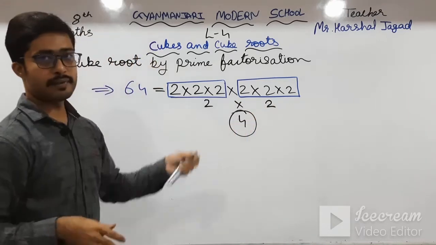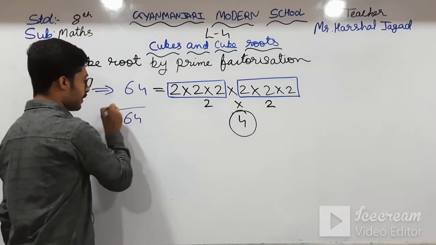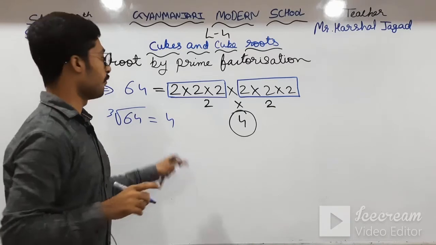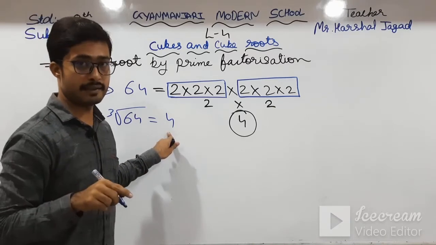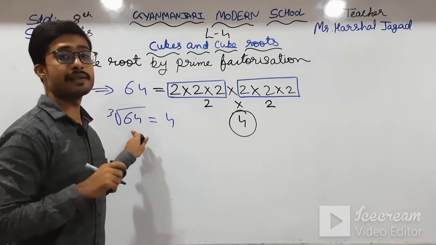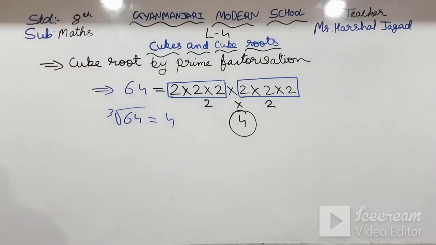So from this we can know that the cube root of 64 is 4. We all know 4 4s are 16, 16 4s are 64. So this is the answer. Okay students, let us see an example of it.